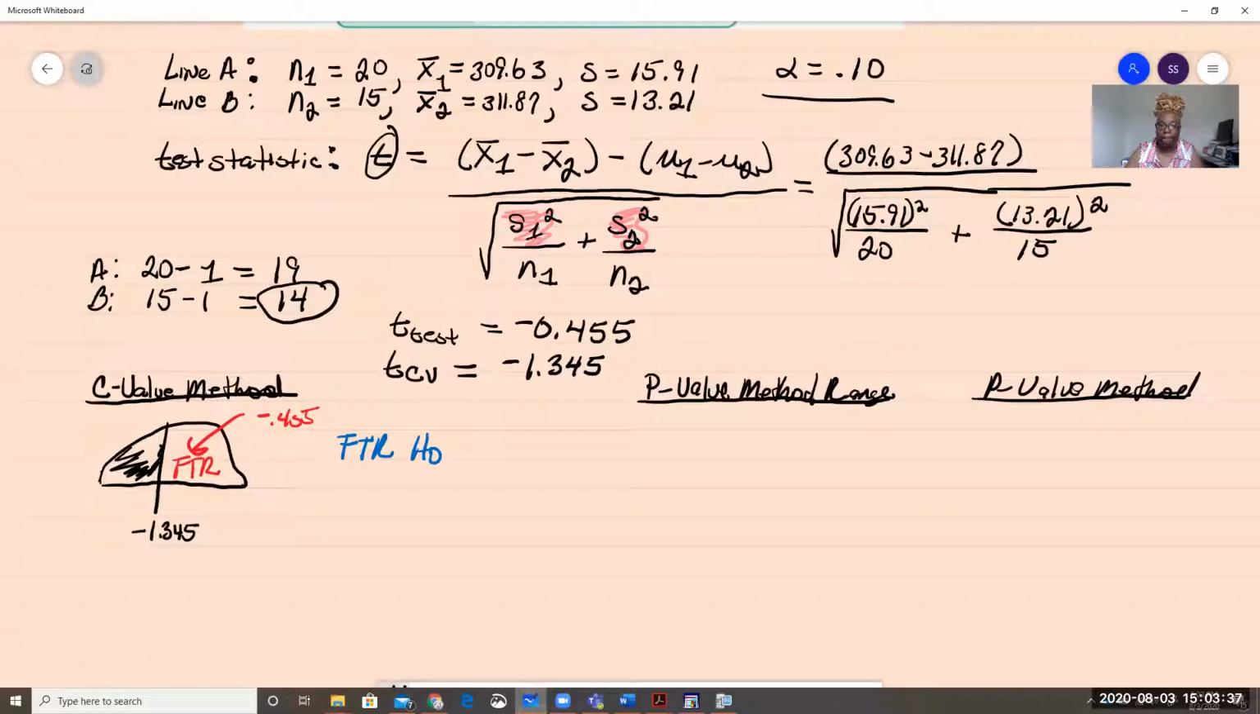So let's put that down. Our p-value range is between 0.2500 and 0.400. Remember, 4 decimal places for p-value. And we're going to compare that to what? To our alpha, which is 0.10000.